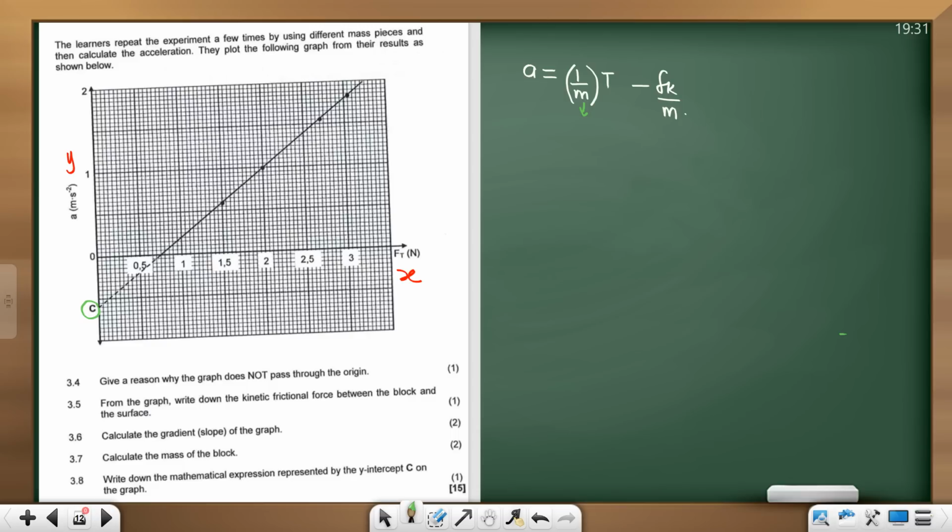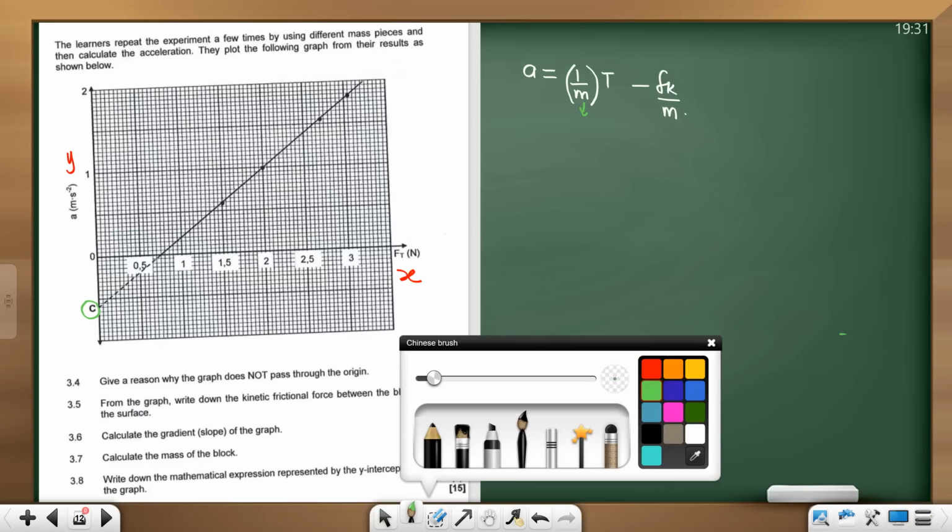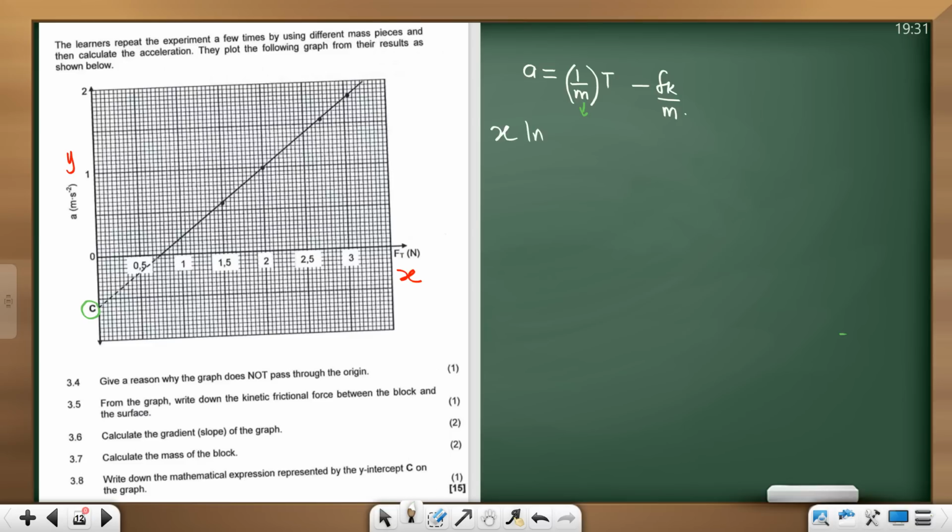How do we find our y-intercept, right? How do we find the x-intercept? Make y 0. What is my y? Acceleration. Let's make it 0. So what are we looking for? We're looking for the x-intercept, which means acceleration must be equal to 0.